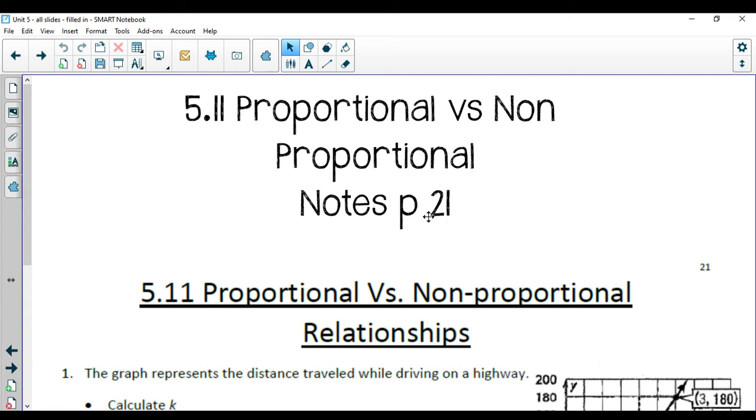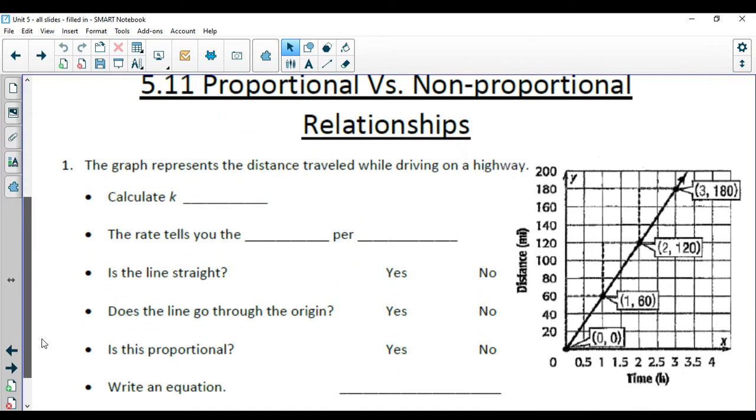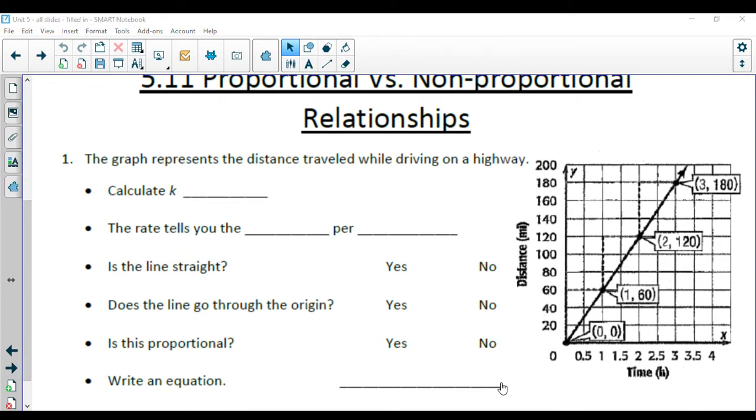Lesson 5.11 is about proportional versus non-proportional. In your notes packet, we're on page number 21 to start here. For lesson 5.11, we're going to remember back to what proportional relationships look like on a graph.